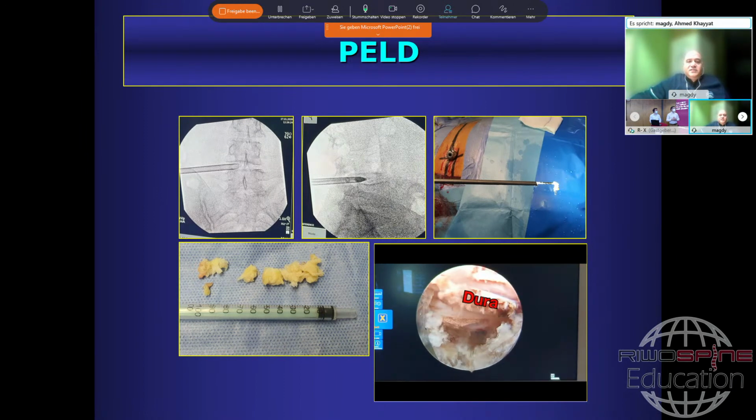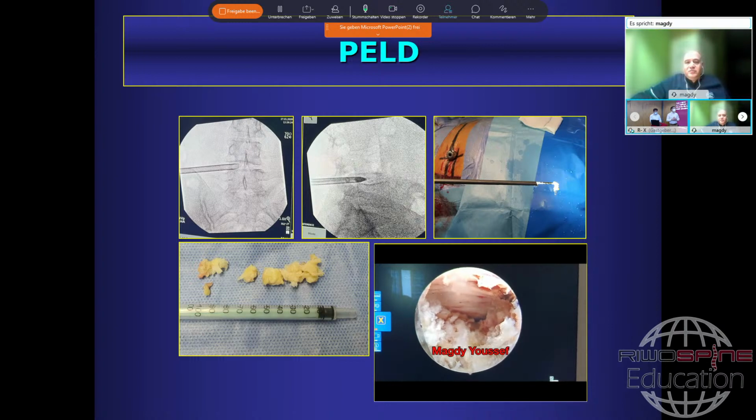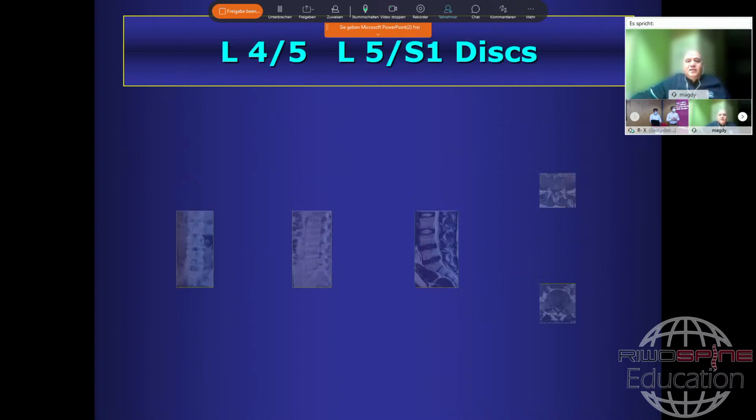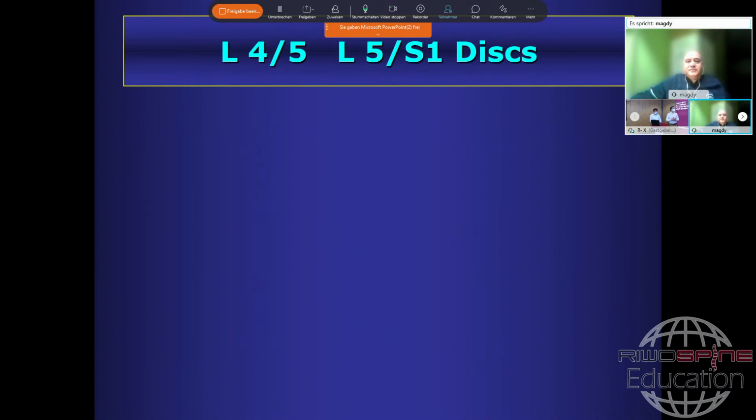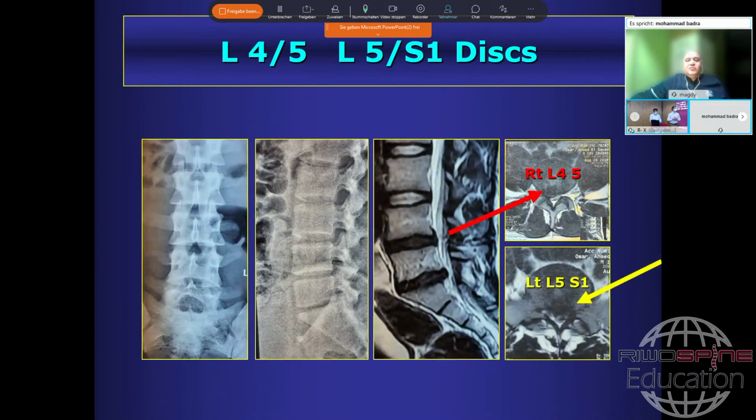And you see here, this is the fragment, and this is the dura pulsating here, and at 6 o'clock is the disc after removal of the fragment, and you see it was a very big fragment. It came out in pieces, and he improved immediately after the surgery. Any comments, Badra? Yeah, that's excellent. Very good job. Okay.